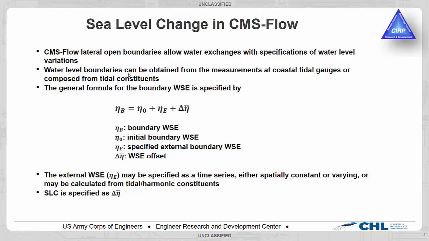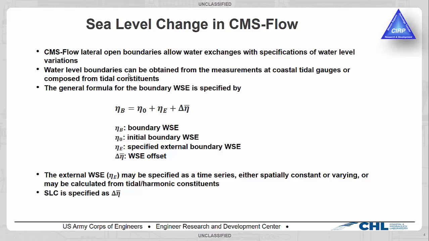In CMS and sea level rise, we have a lateral open boundary, right? This is a boundary that has a water exchange with a specification of water level variation. So we need to specify the water level at the open boundary. The water level we can obtain from a coastal tidal gauge. There are a lot of NOAA gauges along the coast, so we can get real measurements from those gauges.